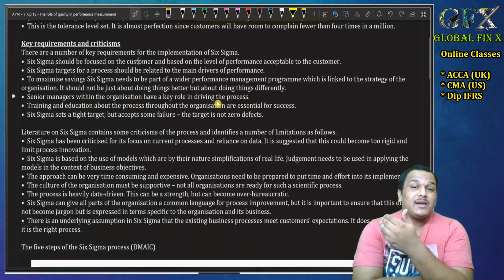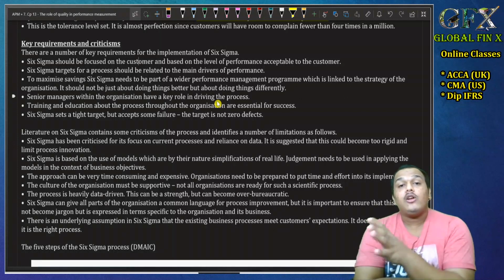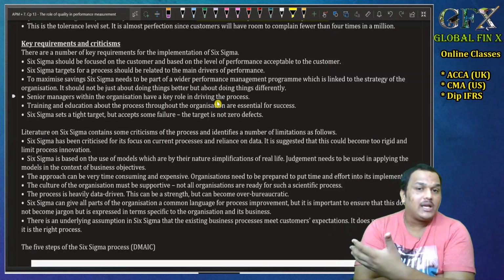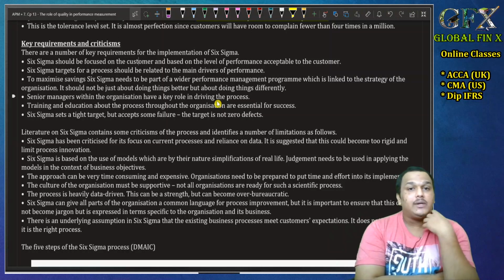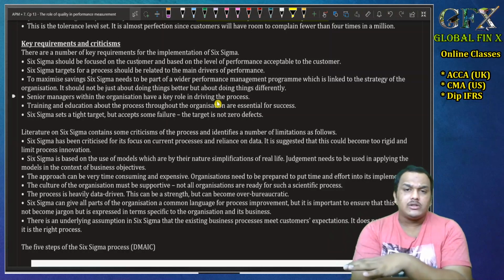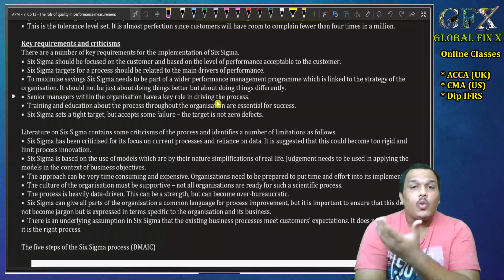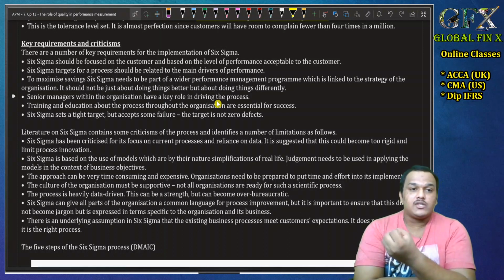Next one, Six Sigma is not a standalone tool. You have to implement Six Sigma along with other tools like JIT or TQM or BPR or something like that. You cannot just implement Six Sigma and think that you will get complete results. Yes, you will get good results, but you also need it to be integrated with other quality practices to get the best results.